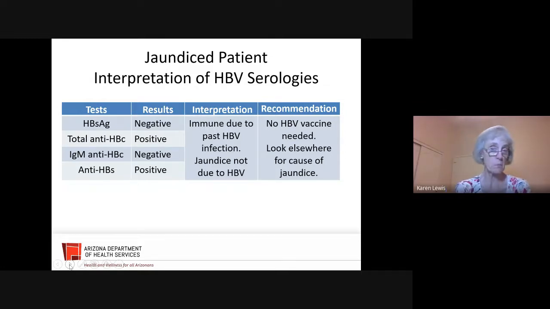Someone who is positive and gets an extra vaccine, it's only going to hurt in terms of financial cost or a little poke in the arm. There should not be a safety issue there, but there's no need to vaccinate. They're already vaccinated naturally. So look elsewhere for the cause of jaundice.